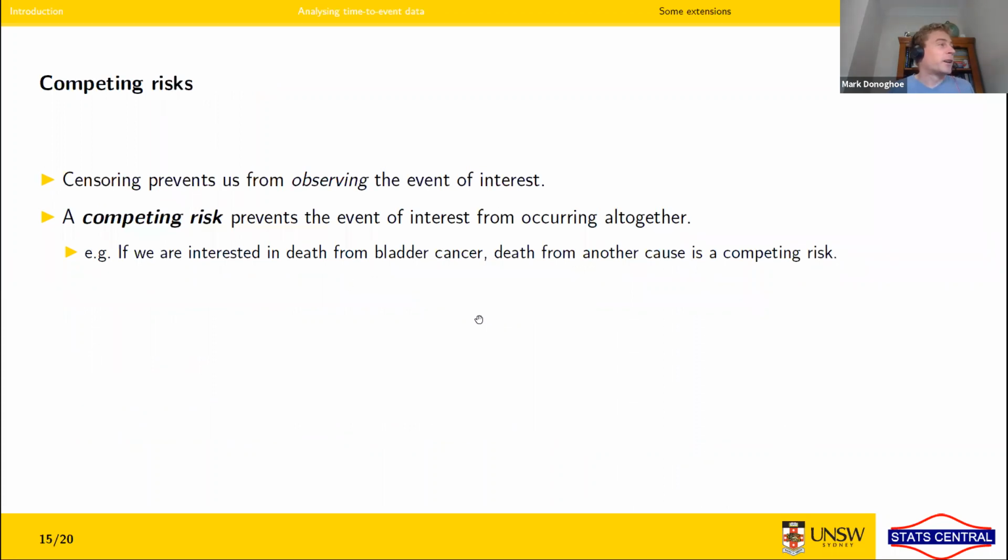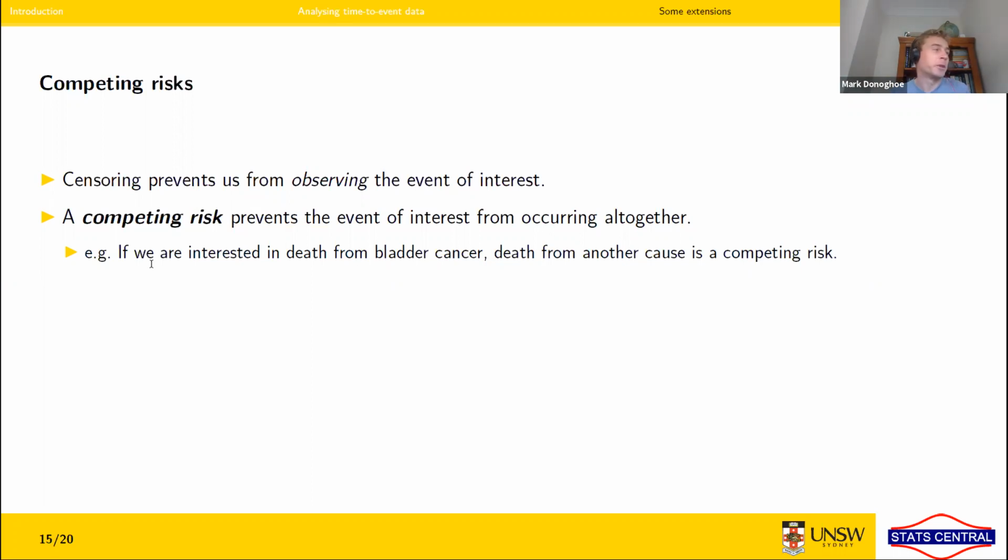Competing risks is another idea, which is distinct from censoring. Censoring prevents us from observing the event of interest. So the event of interest has happened or will happen in the future, but we just can't observe when it does. A competing risk prevents the event of interest from occurring altogether.